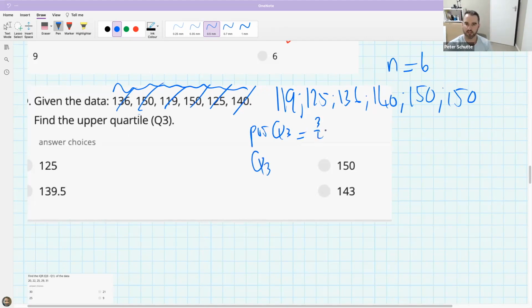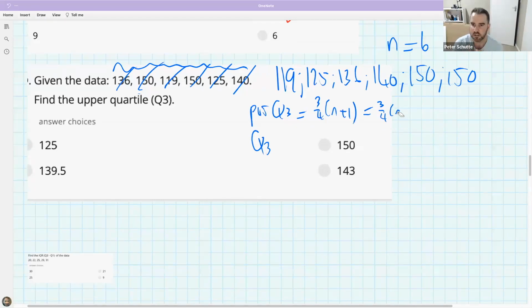So we have 3/4 times (n plus 1). What do we think the answer is going to be now? What are we going to have? I'm going to have 7. No, we're going to have 6. That's 6 plus 1, which then gives us 3/4 times 7 in your calculator. You should get 5.25.